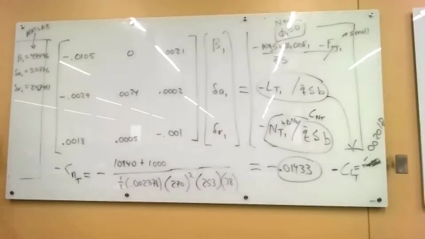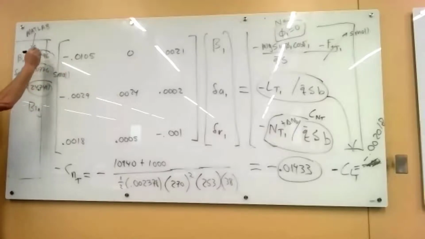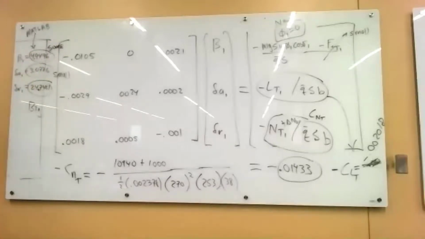So we look at this and we go, okay, we need a whole bunch of rudder, a bit of aileron, and we end up with some beta. So physically, what's going on? And that's the solution.